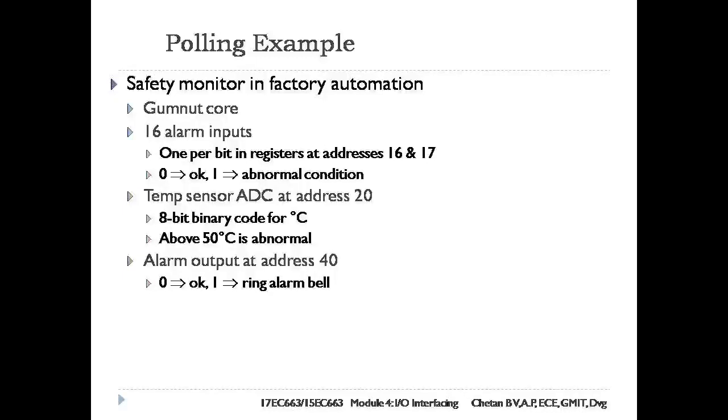The converted value is available in an input register at address 20, represented as an 8-bit unsigned integer in degrees centigrade. A temperature above 50 degrees centigrade is abnormal. The core has an output register at address 40. Writing a 1 to the least significant bit of the output register activates an alarm bell, and writing 0 deactivates it. We have to develop a polling loop.